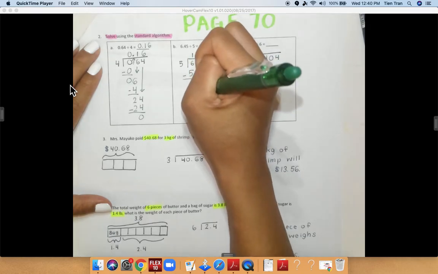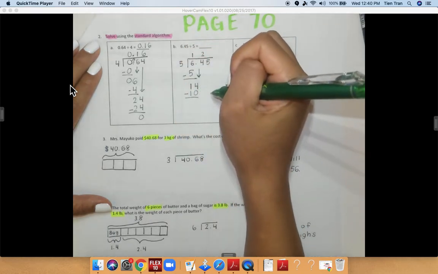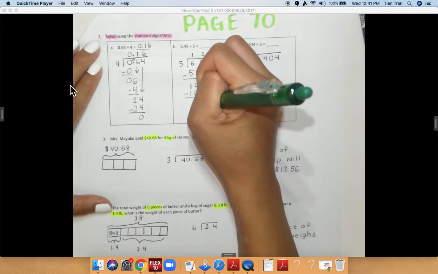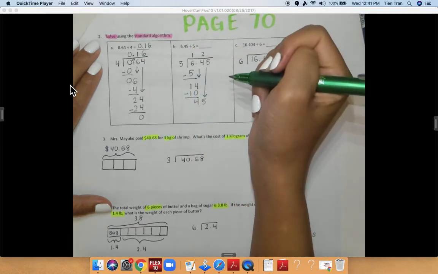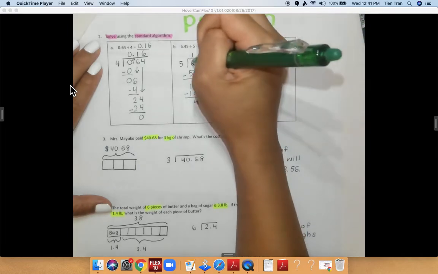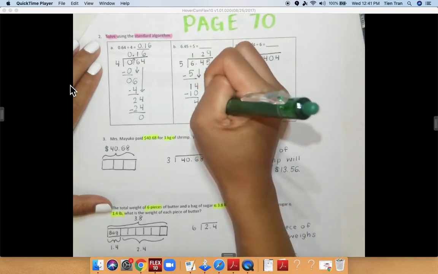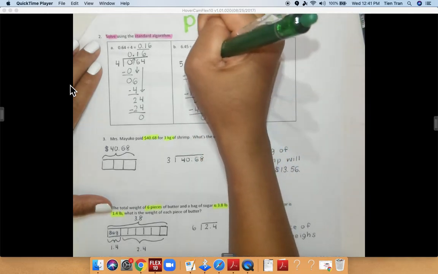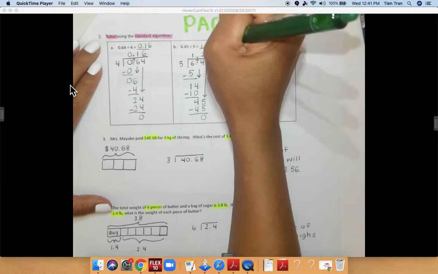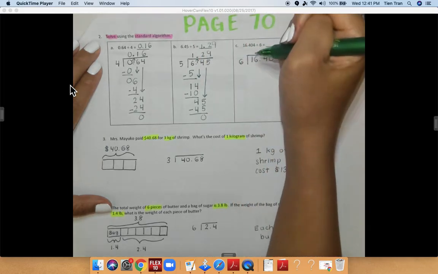5 times 2 is equal to 10. I'm going to subtract. 14 minus 10 is equal to 4. And bring down your 5. 5 can go into 45 9 times, because 5 times 9 is equal to 45. 45 minus 45 is equal to 0. Bring up your decimal, and your answer is 1 and 29 hundredths.